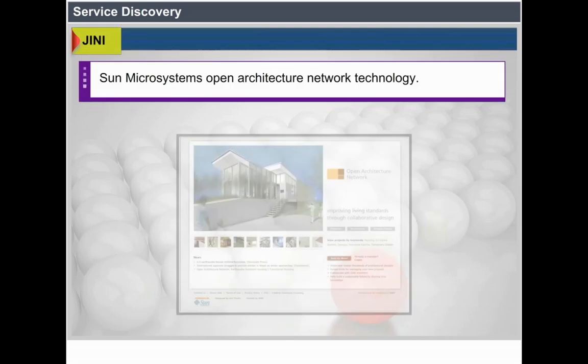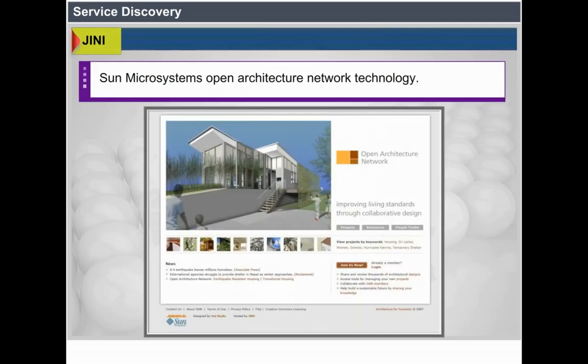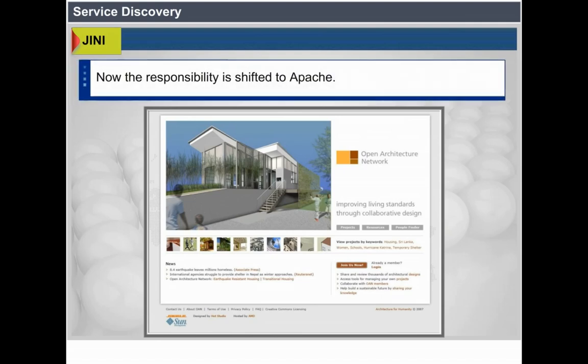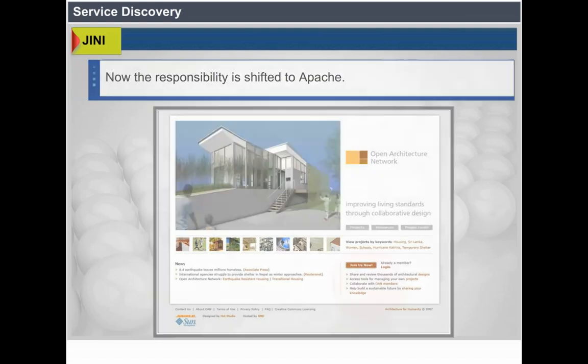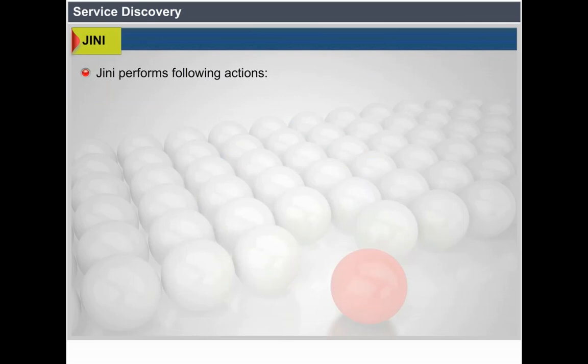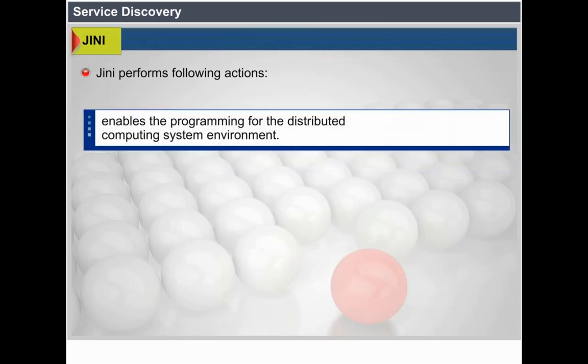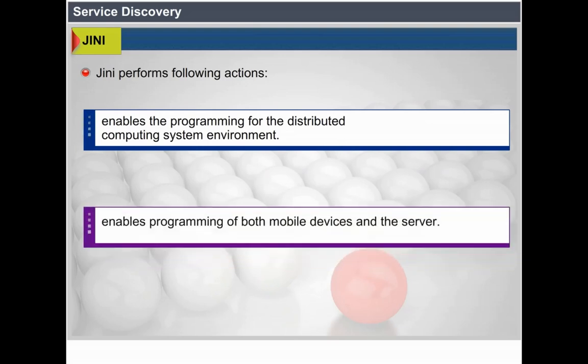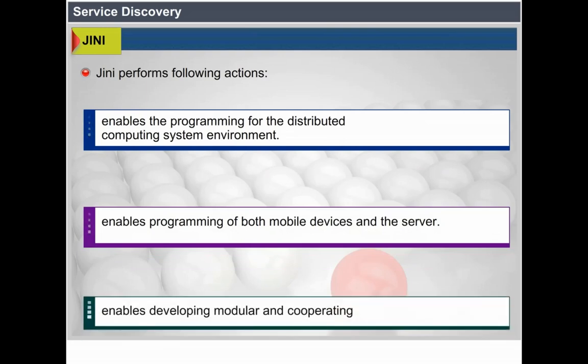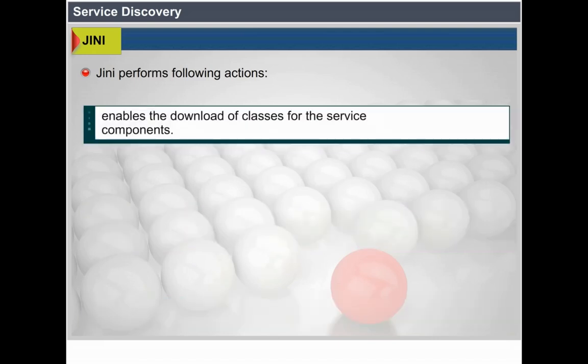JINI, Sun Microsystems Open Architecture Network Technology. Responsibility now transferred to Apache. JINI performs the following actions. Enables the programming for the distributed computing system environment. Enables programming of mobile devices and server. Enables developing modular and cooperating services. Enables the download of classes for the service components.